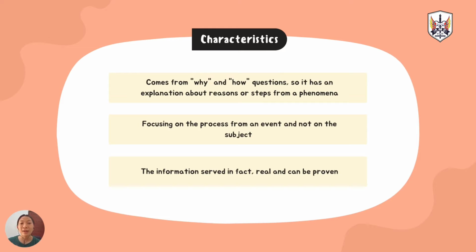Next, we're going to have a look at the characteristics. First, it comes from why and how questions, so it has an explanation about reasons or steps of a phenomenon, like what I said before. Second, we focus on the process of an event and not on the subject. Back again to point number 1, it comes from why and how questions. That is why we focus on the process of an event, not on who did that or who made it. The third one, the information served is factual, real, and can be proven. So there's no lie and there's no opinion because it has to be factual.